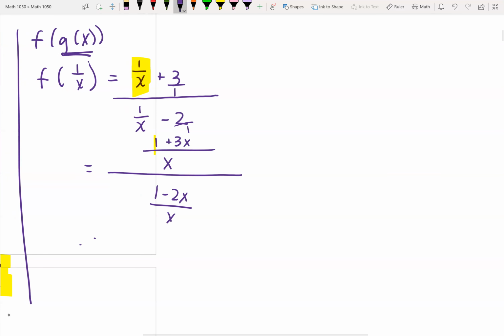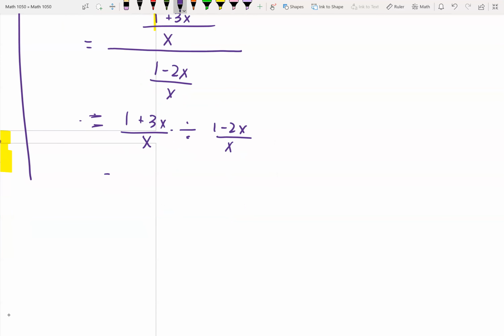Now I'm going to write, that's the toughest part. The rest is like home free, I think. So it's 1 plus 3x over x divided by 1 minus 2x over x. Then change that to a multiplication. So you have 1 plus 3x over x multiplied by x over 1 minus 2x. Don't do anything right here and just watch.